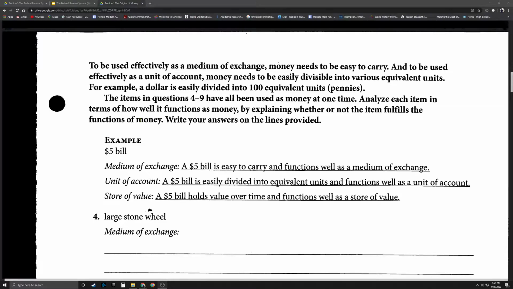The items in questions 4 to 9 have all been used as money at one time. Analyze each unit in terms of how well it functions as money by explaining whether or not the item fulfills the functions of money, and write your answer in the line provided.